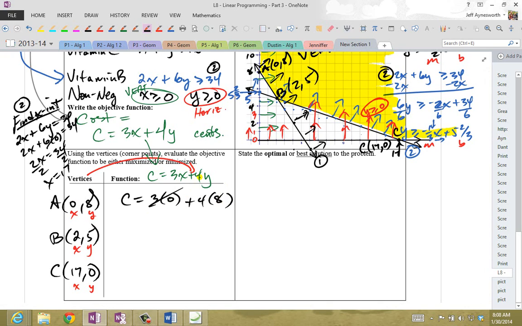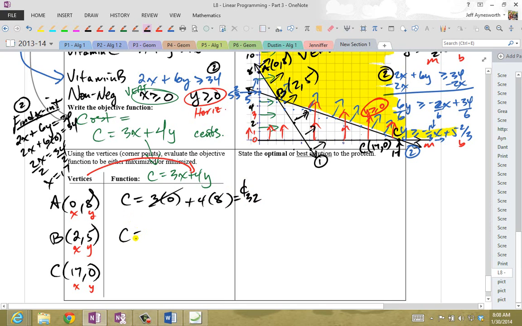32 what? Look at the table. It's a cost. Look at the table. What does it say? It says cents. Cost is in cents. All right, so this is 32 cents. So put a cent sign and put down 32.